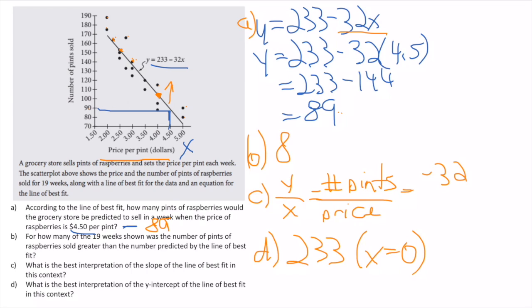In this case, it doesn't necessarily make a whole lot of sense. Anytime your x value is price, typically your y-intercept won't actually make sense, like it does in this case. They would never sell something for $0. But our interpretation, that's what it would mean.